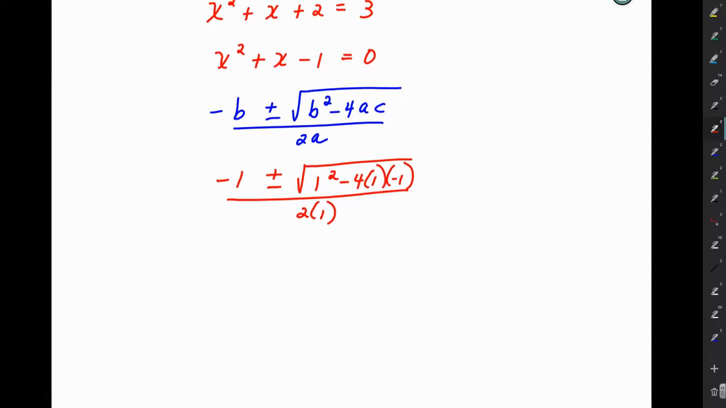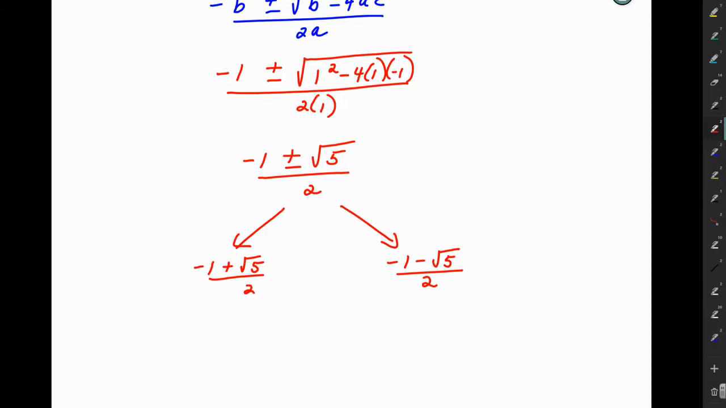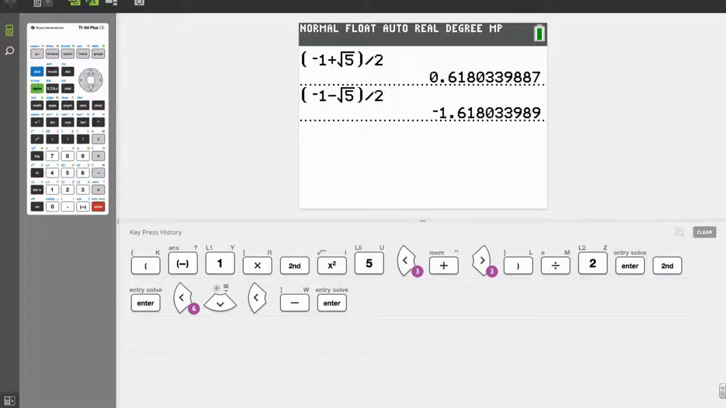When we simplify that, we're going to get negative 1 plus or minus root 5 over 2. So we get two solutions. We get negative 1 plus root 5 over 2, and we get negative 1 minus root 5 over 2. And we would take those values and put them back into either one of the equations to find the value of y. Now, to make this a little simpler, I'm not going to use the exact values. I want to convert both of these over to decimals that are a little easier to work with.